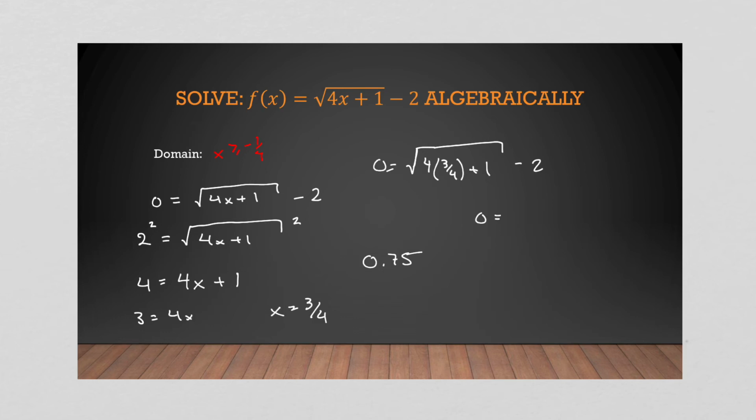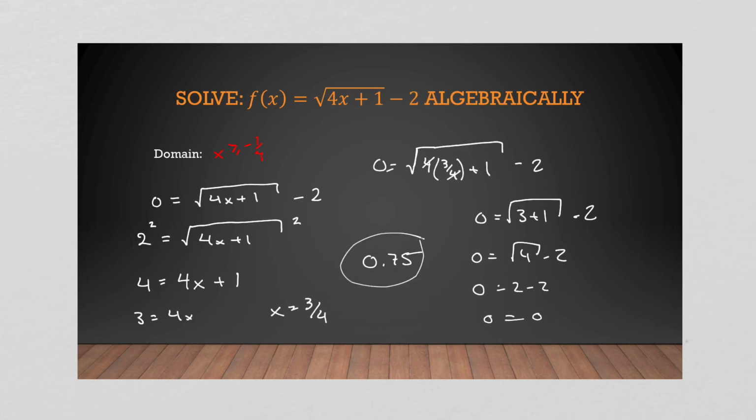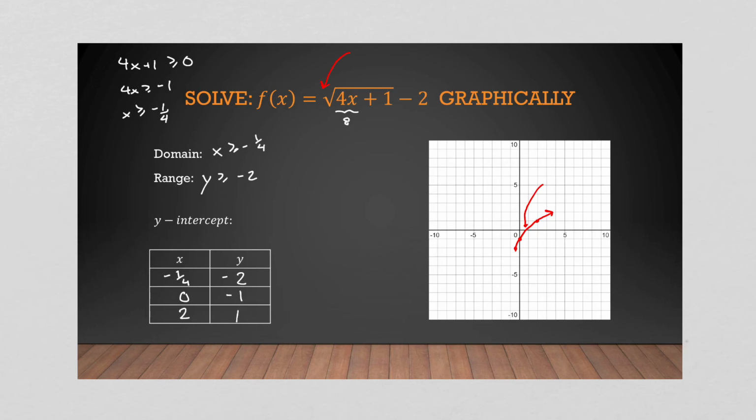Well, that means 0 is equal to 3 plus 1 under the radical minus 2, because the 4's cancel there. So 0 equals root 4 minus 2. 0 equals 2 minus 2. Yay, 0 equals 0. So that is in fact a root. And if we go back to our graph, we can say that that is 0.75, 0.